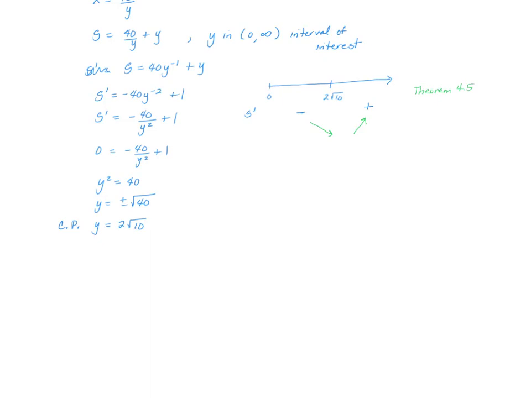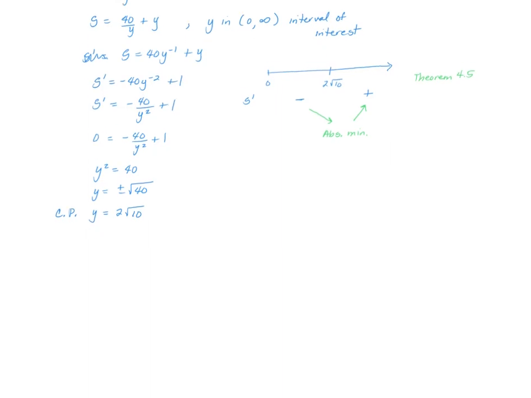theorem 4.5 says if you have one local min, it's an absolute min. So we've just shown that critical value 2 square root of 10 gives us an absolute min. So when y is 2 square root of 10, we have one of our positive real numbers. Now if you plug in 2 square root of 10 into your constraint and solve for x, you'll also get that x is the same, 2 square root of 10.